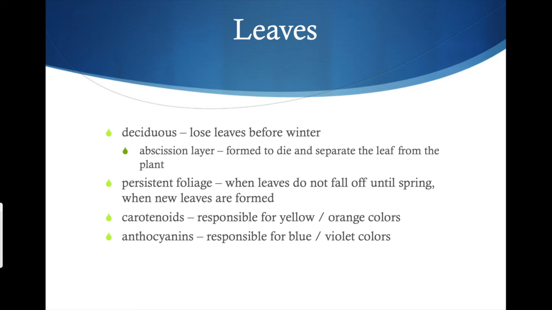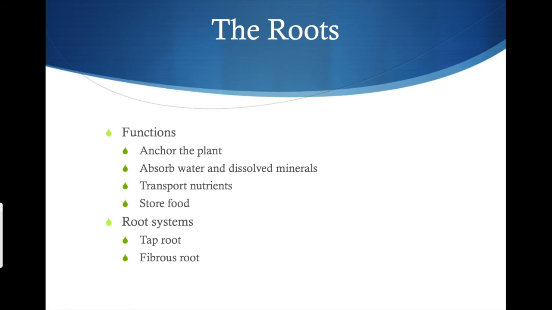All right, so leaves are either deciduous, meaning they lose their leaves before winter. Okay, they form an abscission layer, which is where the leaf will be dying, and it'll separate the leaf from the plant. Or you have persistent foliage, which we have a lot of in LA because we don't have seasons. The leaves don't fall off until spring, right? New leaves are formed, so the new leaf coming out pushes the old leaf out. Carotenoids are responsible for the yellow-orange colors in the leaves of plants. Anthocyanins are responsible for the blue and violet colors in the plants, all right?